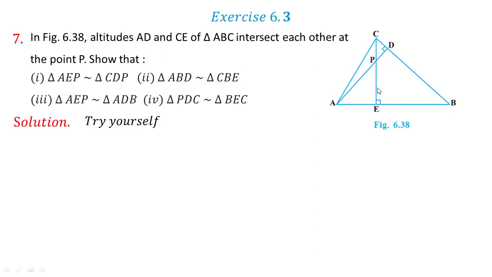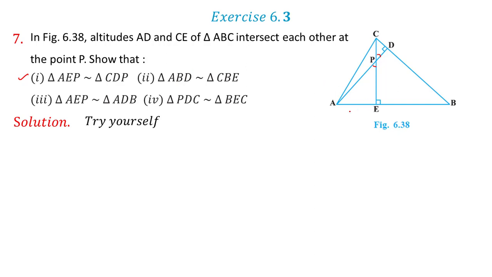So one angle we got equal. Also, if you see angle APE and CPD, they are vertically opposite angles. So by angle criteria, I can say that they are equal. So this angle and this angle are also equal. So these two triangles are similar. So this first part you can easily prove.